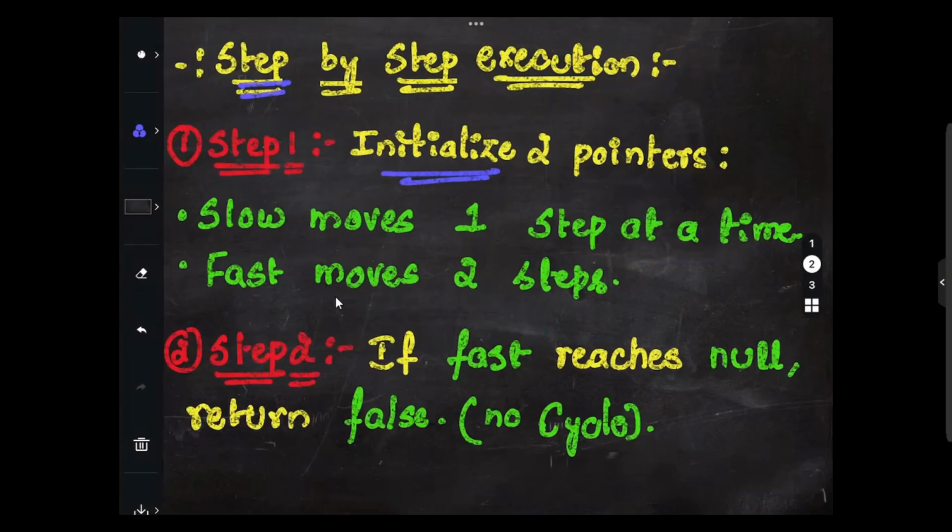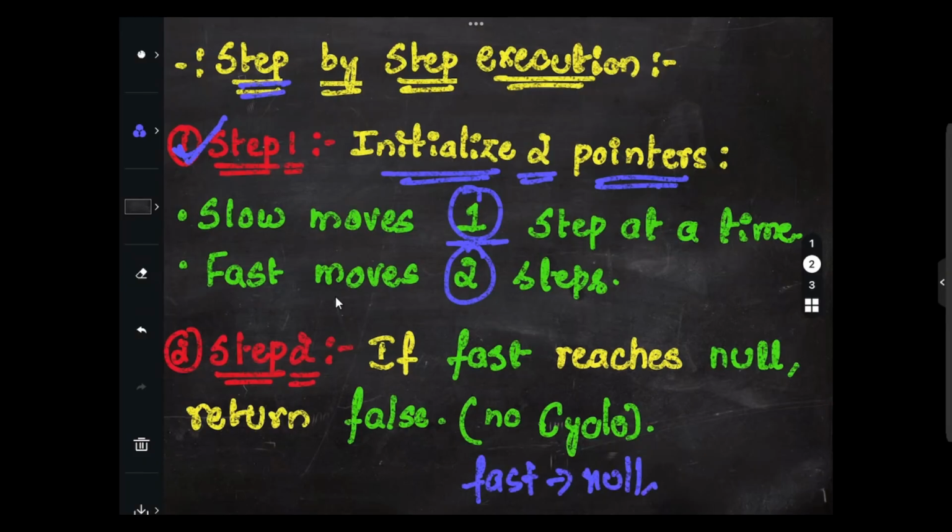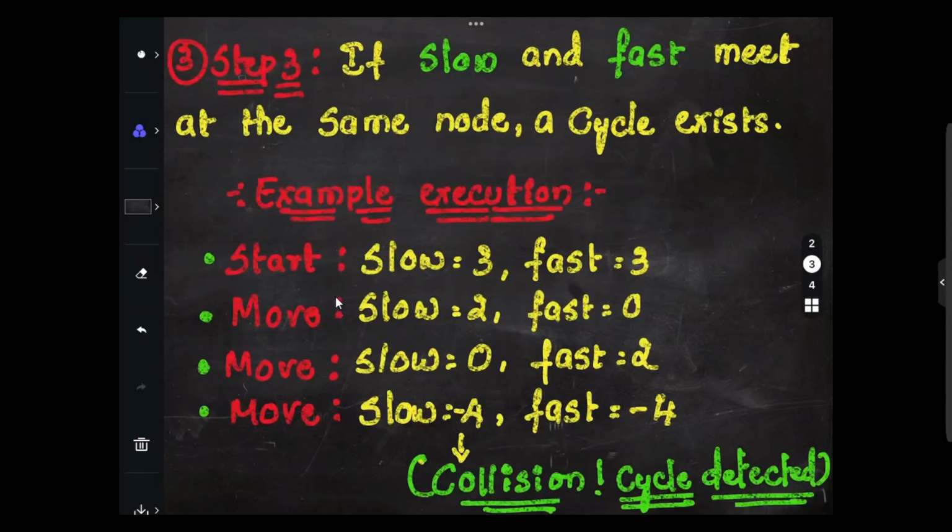First thing, we have to initialize two pointers. We'll be making use of two pointers, one slow and another one fast. Slow moves 1 step at a time, as I've said earlier, and fast moves 2 steps, right? I hope this is clear. If fast reaches null, then there is no cycle detected, and we have to return false in that case. So just keep this in mind.